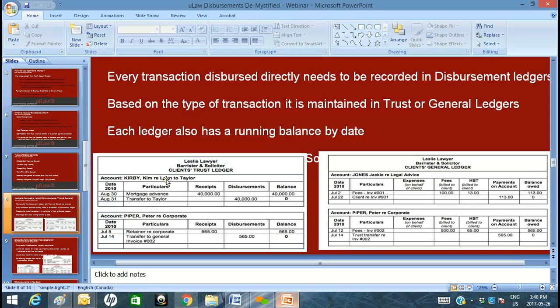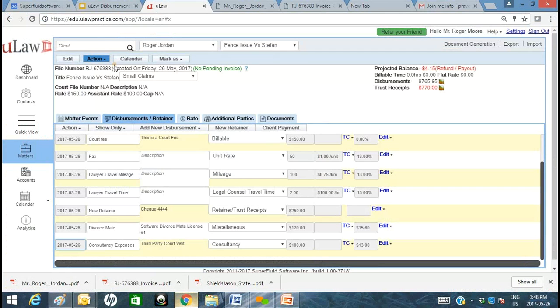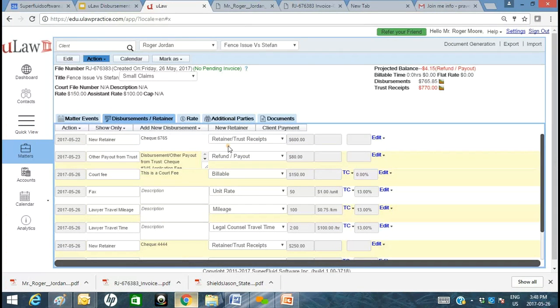We captured all those pieces of information already, as a discipline, in how we did it. You can directly reflect it to the example that we used. We captured it for the client, Roger Jordan, for the file fence issue with Stefan. We've captured the date, the particulars, which receipt it was, trust or general, and the amount, including the HST. Now, how do you report this is the big question.